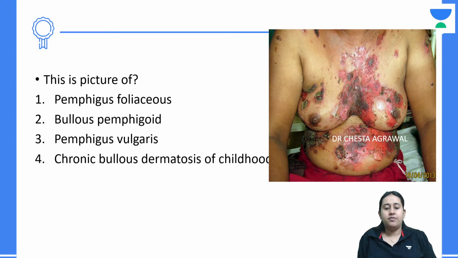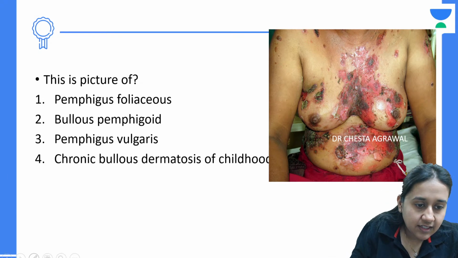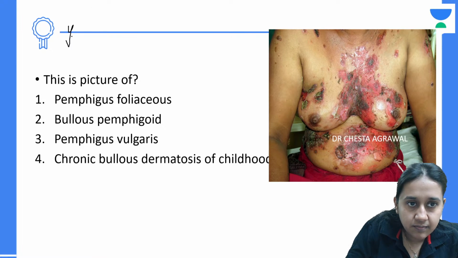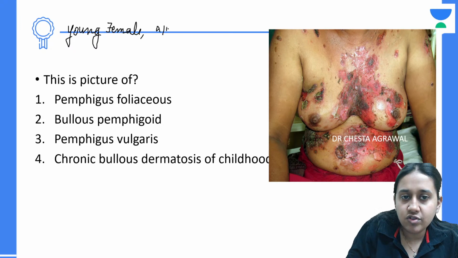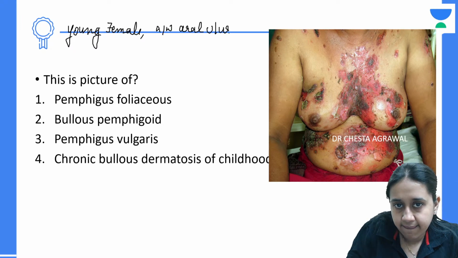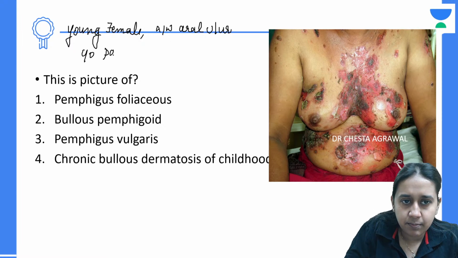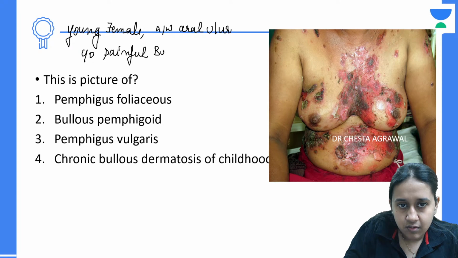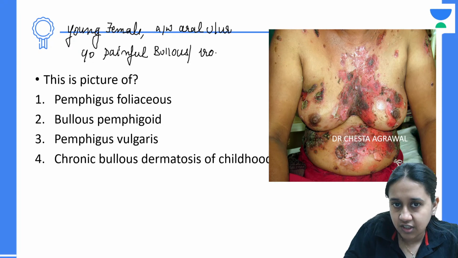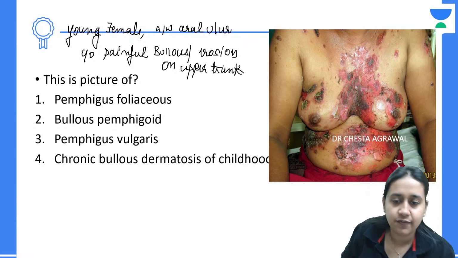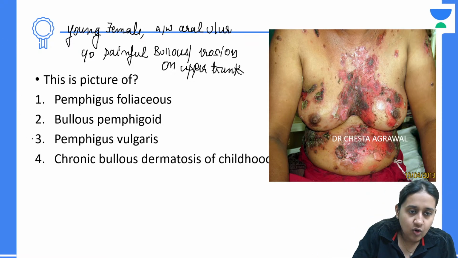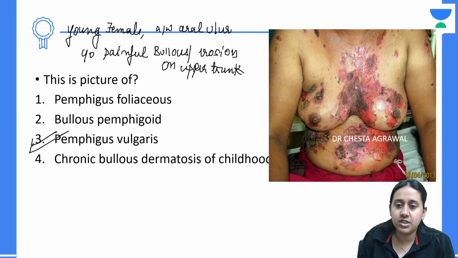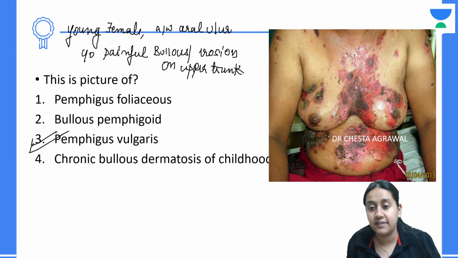This is a classical picture of. Now let me give you some hint that she is a young female, there are also associated oral ulcers, and now she complains of multiple painful bullae or erosions on the trunk. So these are the few hints which I have given, and now I think it is very easy for you to solve the question.